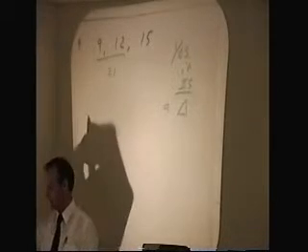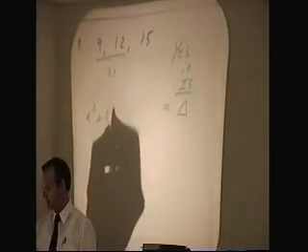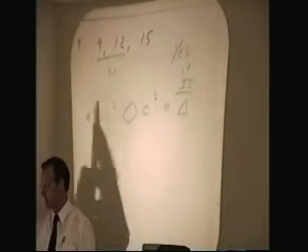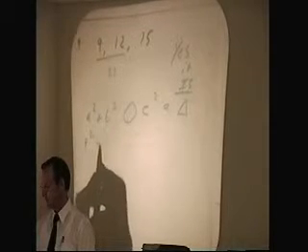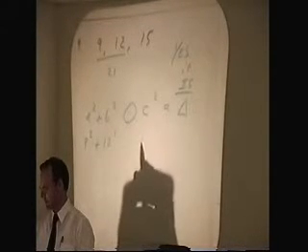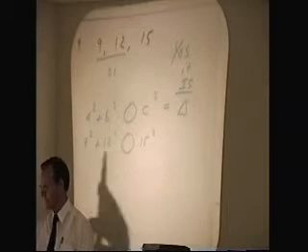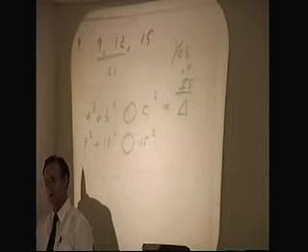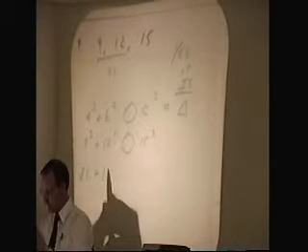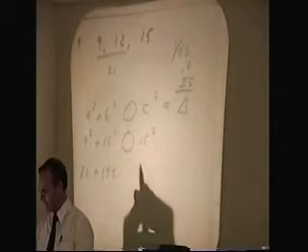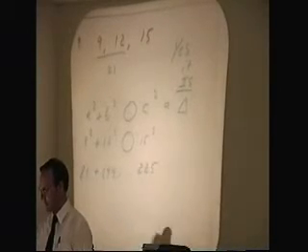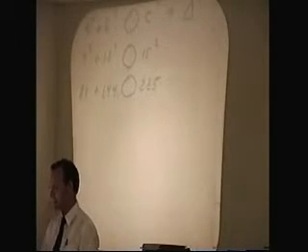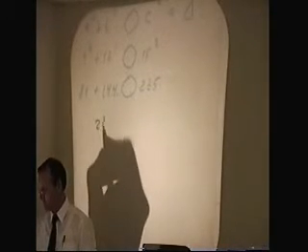Test what kind? A squared plus B squared, and compare it with C squared. 9 squared plus 12 squared, and compare that with 15 squared. 9 squared, 81. 12 squared, 144. That's 225, and 15 squared is 225. And we're going to compare those. What do you get?